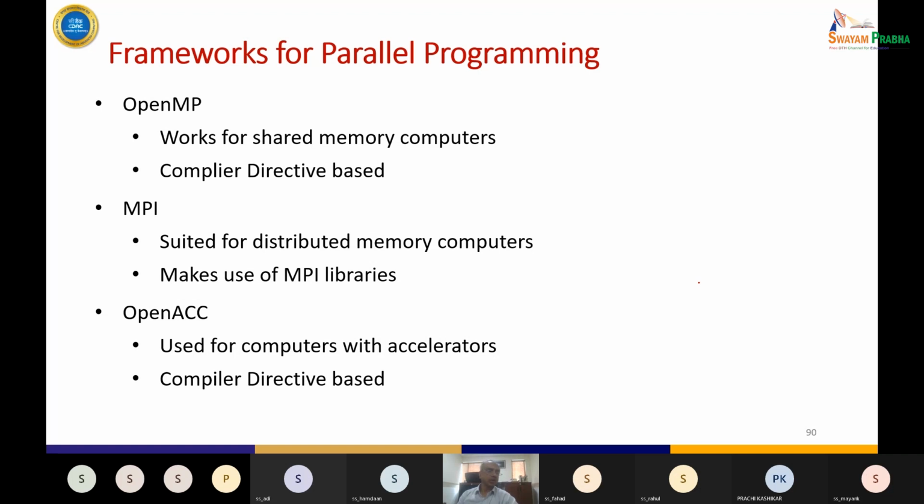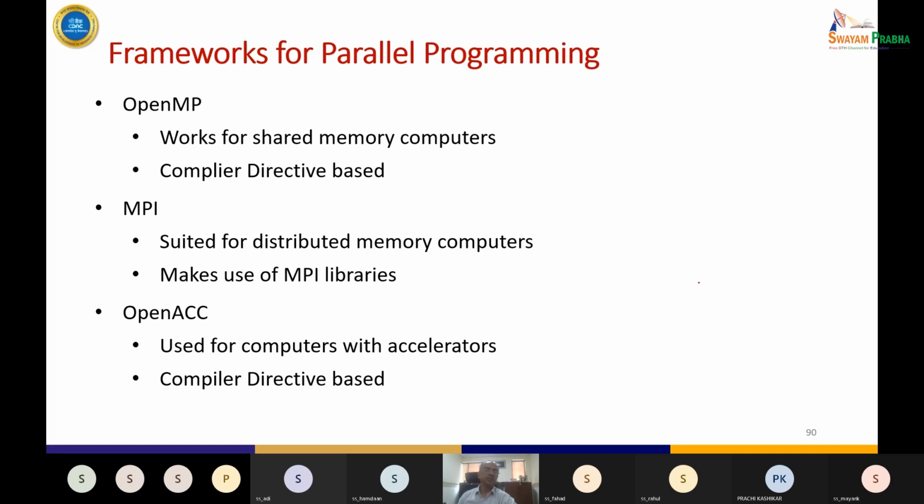Now, how does one do it? What are the frameworks? Because you cannot be implementing the critical section, barriers, all those things at the user level; it is very, very difficult. So you use frameworks like OpenMP, which works for shared memory computers only. I'll give you an example. There is a compiler directive, hash pragma OMP. Then the compiler understands that this is something related to parallel. I will just demonstrate that, but OpenMP itself can take a week to understand.